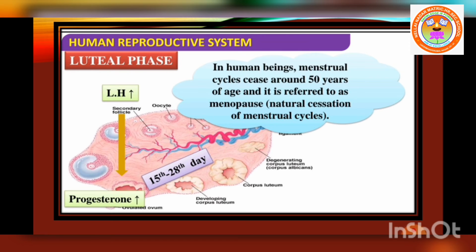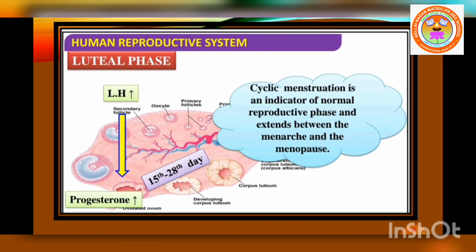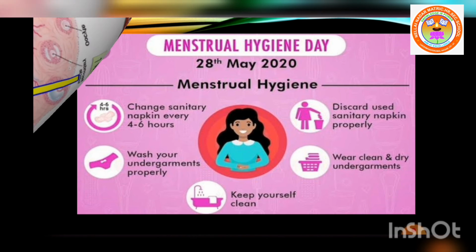In human beings, the menstrual cycle ceases around 50 years of age and it is referred to as menopause. Cyclic menstruation is an indicator of normal reproductive phase and extends between the menarche and the menopause.